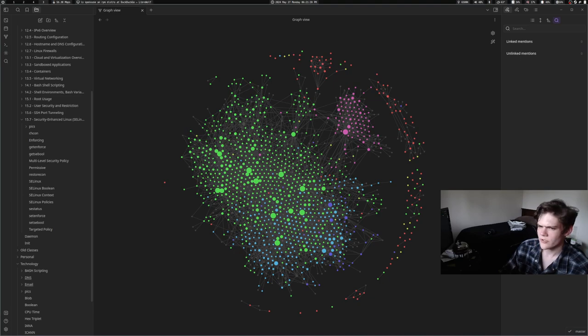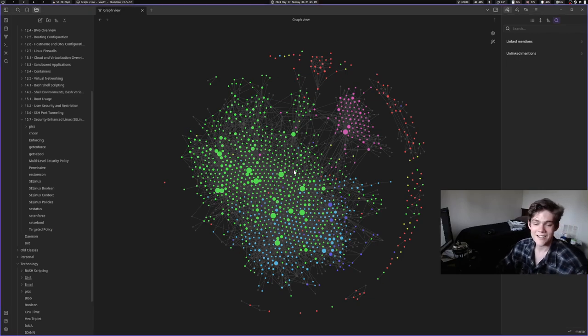OpenSUSE maybe is Debian-based. Okay, yeah, it's RPM. Okay, never mind. Back in the day, my first Linux distribution was OpenSUSE on a VM. I think it was OpenSUSE Tumbleweed. So that was the first Linux distribution I ever used. But I've never used Fedora before, so I think it's just good experience.